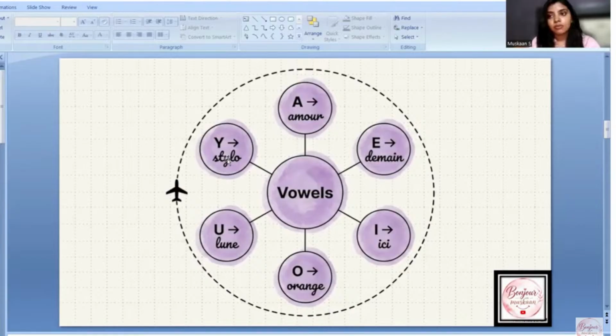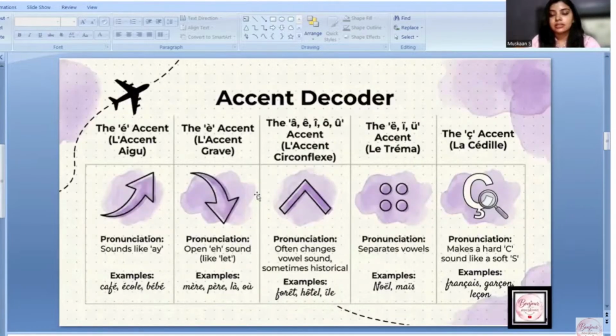So always remember that Y is also a vowel in French. Now let's do accents. The first one is l'accent aigu. L'accent aigu is written like this. As you can see, E with an accent above. Its pronunciation sounds like A. So for pronunciation, we just pronounce it as A.